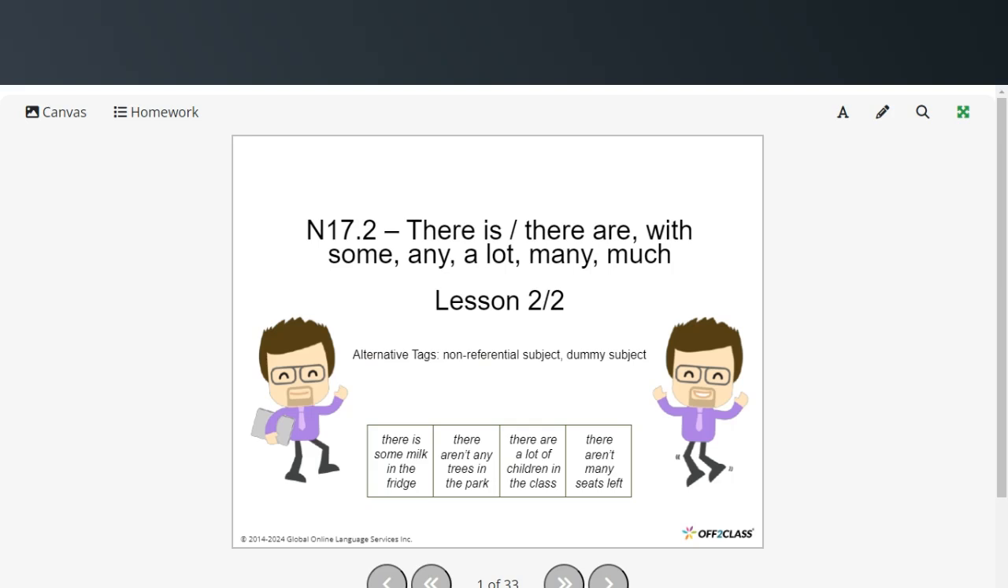Welcome to today's lesson. This is an A2 level grammar lesson. We're continuing looking at there is and there are, but now using some, any, a lot, many, and much.